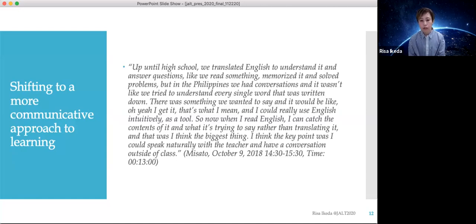"I think the key point was I could speak naturally with the teacher and have a conversation outside of class." So this was, I think, the most important part of her story when I asked her loosely, how did you feel you changed, or what did you feel you gained from the trip? This is what she told me. I'll just note that the interviews were in Japanese. This is all my translation.